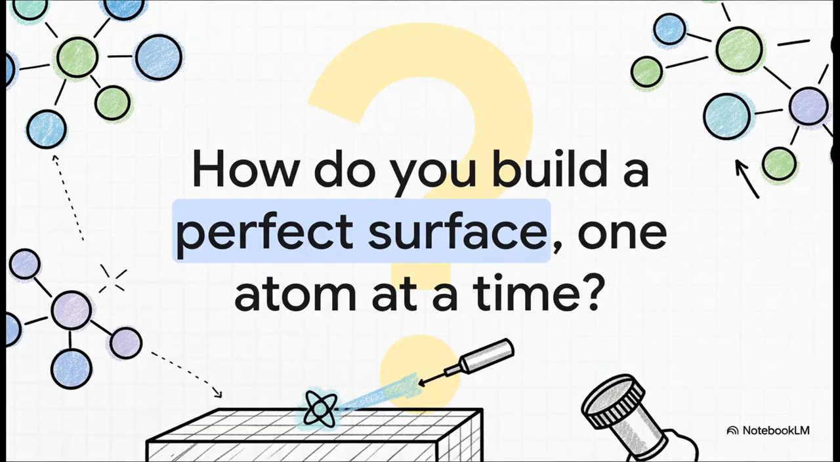So, this is the big question, right? This is the fundamental challenge in material science. How in the world do you control a process at the atomic level to create a completely flawless surface? I know, it sounds like something out of science fiction, but today we're going to break down the amazing toolkit scientists are using to make it happen.